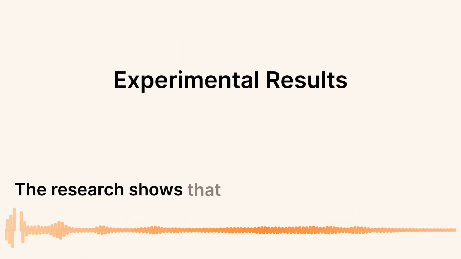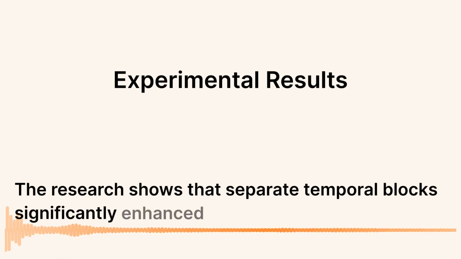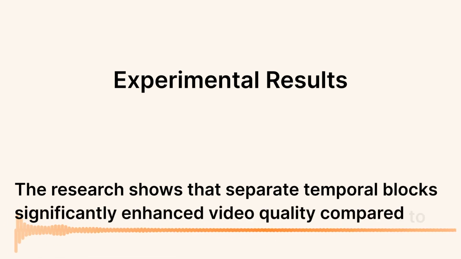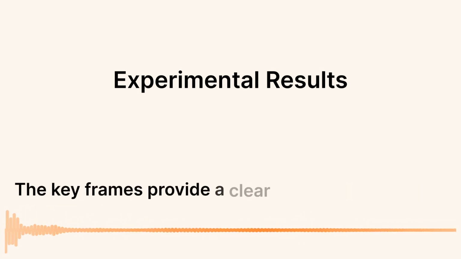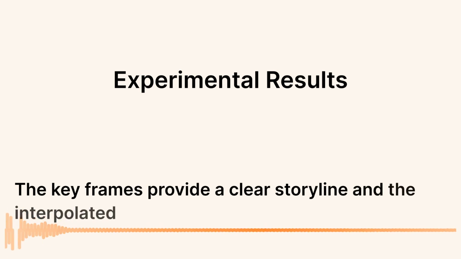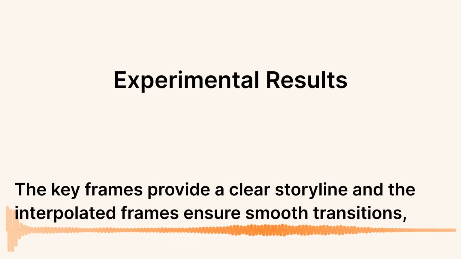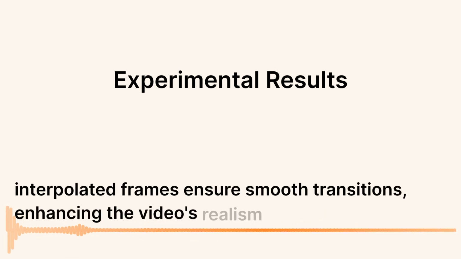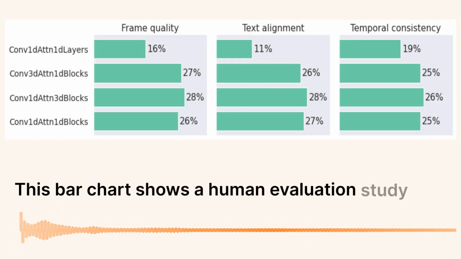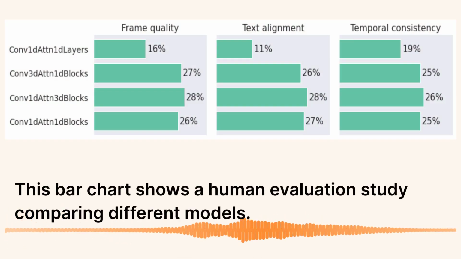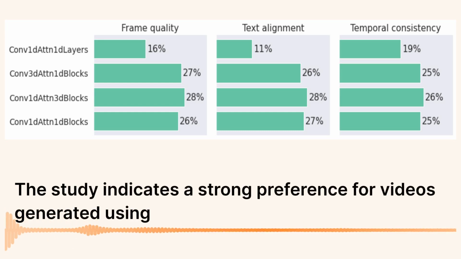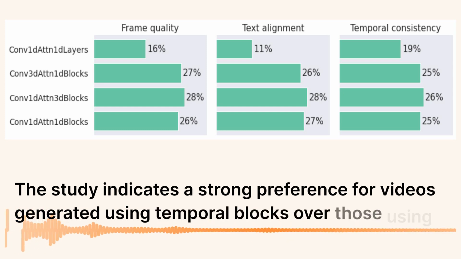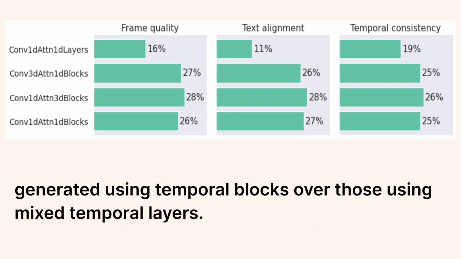The research shows that separate temporal blocks significantly enhanced video quality compared to mixed spatial temporal blocks. The keyframes provide a clear storyline, and the interpolated frames ensure smooth transitions, enhancing the video's realism and aestheticism. This bar chart shows a human evaluation study comparing different models. The study indicates a strong preference for videos generated using temporal blocks over those using mixed temporal layers.